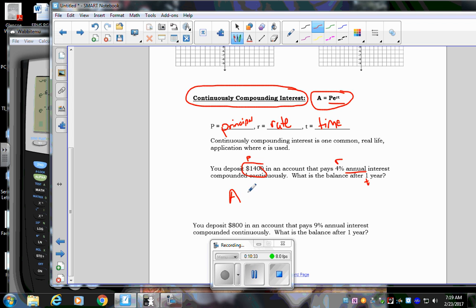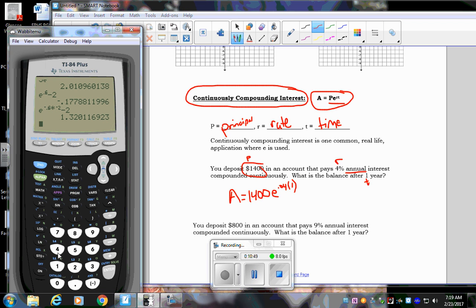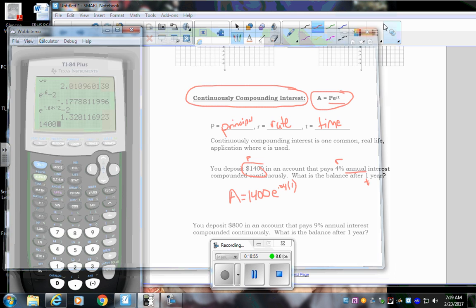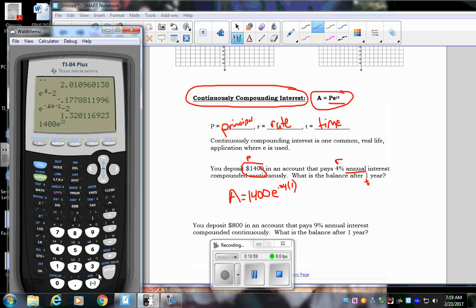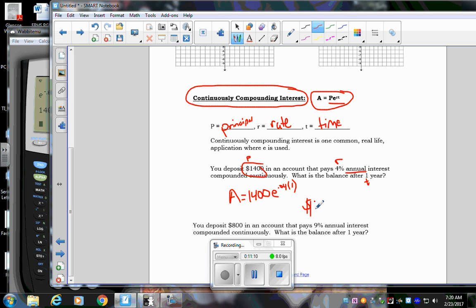So we can just do, it's going to be 1,400 e to the 0.04, okay, because 4% changed to a decimal, times 1. Right, so we can type that into a calculator. Oops, I'm opening Internet Explorer and I don't mean to be. Okay, e to the 0.04 times 1 is 0.04. And you get your answer. So there's about $1,457 and 14 cents. You don't earn much interest in the bank, let's be honest.